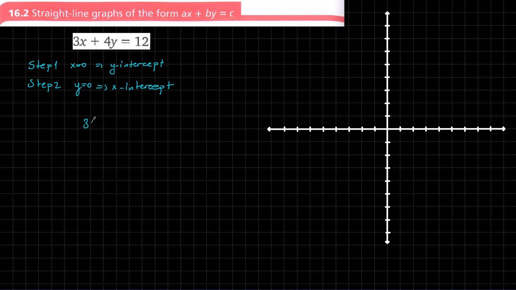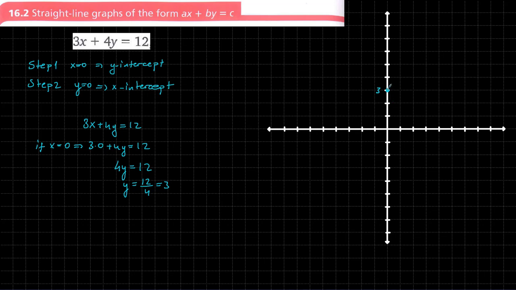So for 3x plus 4y is equal to 12, if x is equal to 0, this is the first step. If x is equal to 0, this implies that 3 times 0 plus 4y is equal to 12. You know 3 times 0 is equal to 0, so 4y is equal to 12. Then y is going to be equal to 12 divided by 4, which is equal to 3. So this is the y-intercept, I'm finding on the y-axis the point 3 here.